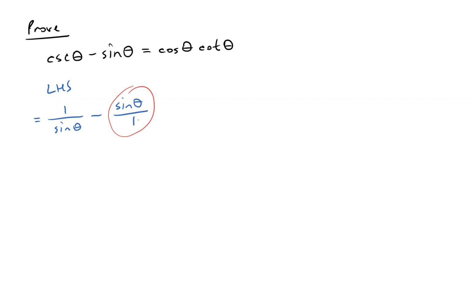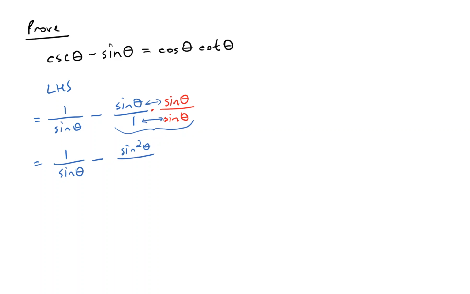So I want this fraction to have a denominator that matches this denominator. So I do that by multiplying the bottom by sine of theta, because that's going to give me sine of theta when I multiply to match this denominator. But if I multiply the bottom by sine of theta, I have to multiply the top by sine of theta also. And so the result is 1 over sine of theta minus, when I multiply these, on top I get sine squared of theta, sine of theta times sine of theta, and on bottom I get just the sine of theta. And now my denominators are the same, meaning I can subtract my numerators to have 1 minus the sine squared of theta over the common denominator sine of theta.